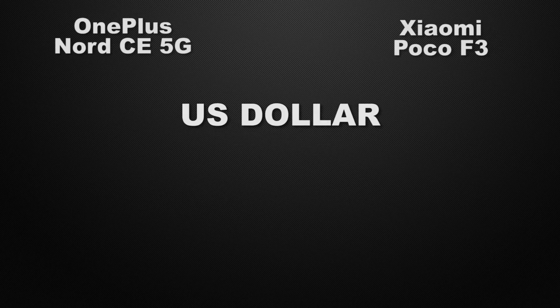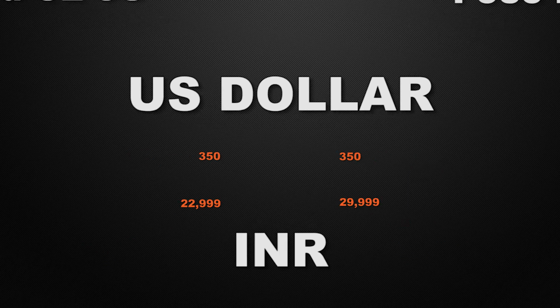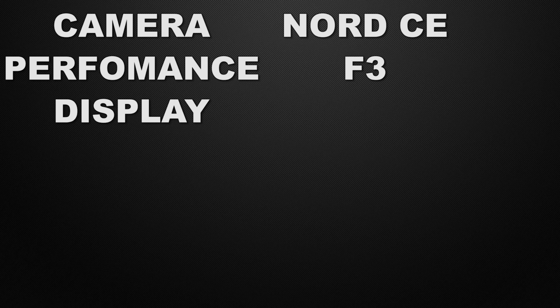Moving to the prices of the devices. In the international market, the starting range of Nord is around $350, whereas F3 is available from $350. In the Indian market, Nord has a starting range from 23,000 rupees, whereas F3 is available from 30,000 rupees. So the conclusion of the video is, in the camera, the winner is Nord. In the performance, the winner is F3. In the display, the winner is F3.